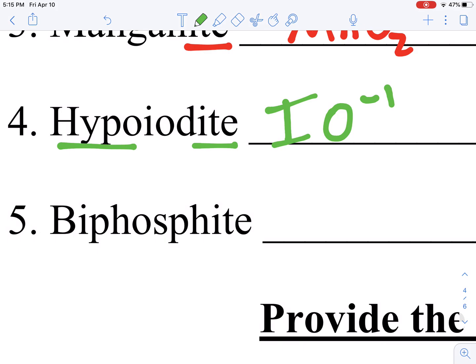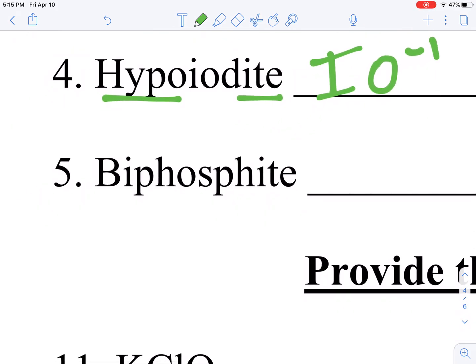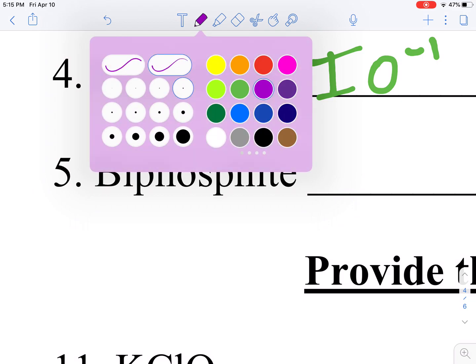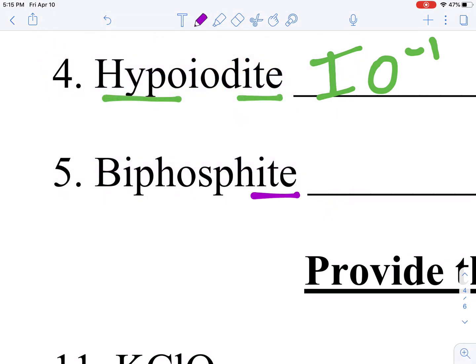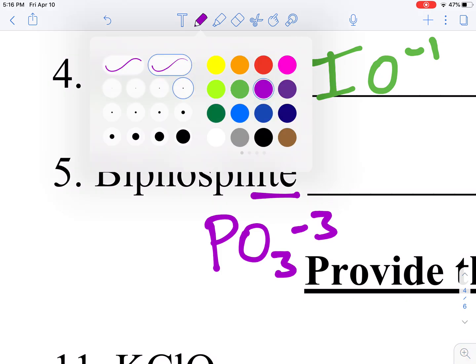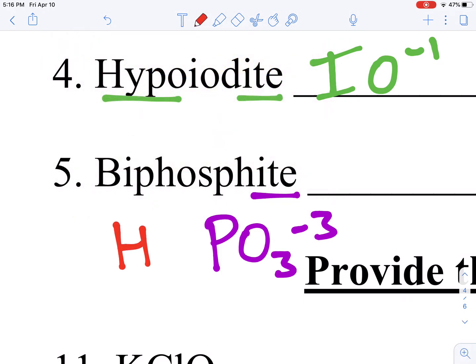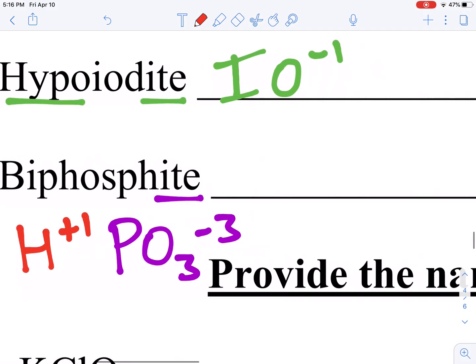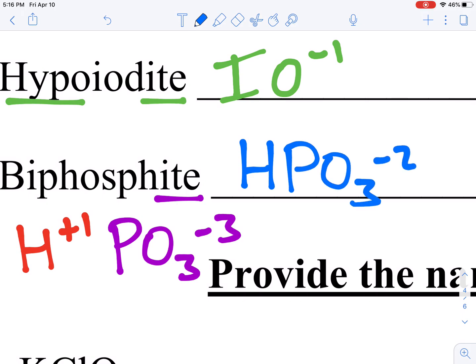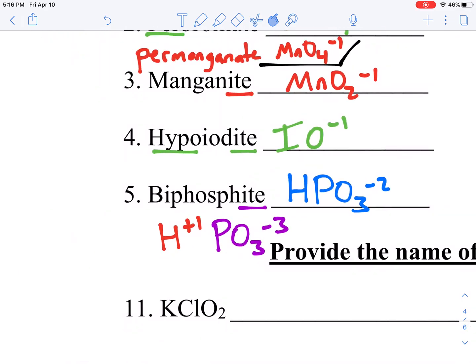Biphosphite, well, now we got a lot of stuff going on, right? So let's step through this thing. First off, phosphite with an ite ending means we took phosphate and we subtract an oxygen. So phosphate, if you look it up, is PO4 -3. Phosphite then is PO3 -3. But if it's biphosphite, the bi means we're adding in a hydrogen, and remember hydrogen carries a +1 charge. So if we add all of that together, biphosphite is HPO3, but now with a -2 charge because the +1 and the -3 went together.